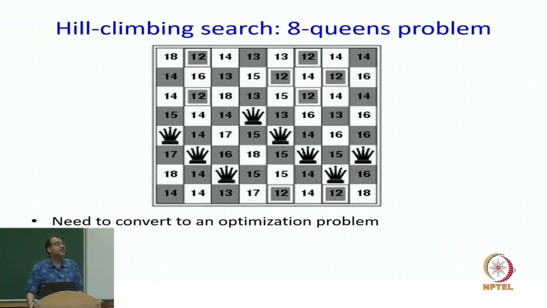So, if I am on an 8 cross 8 board, what is the maximum number of pairs of queens that can attack each other? 8C2, which is 28. And what is the minimum number of pairs of queens which can attack each other? 0. That is when I would have found the solution, and I want to minimize this. So, what have we done?